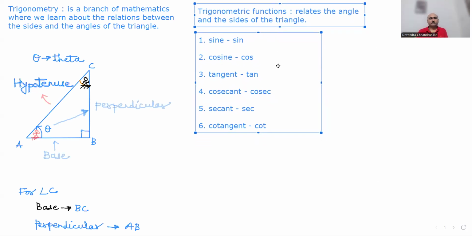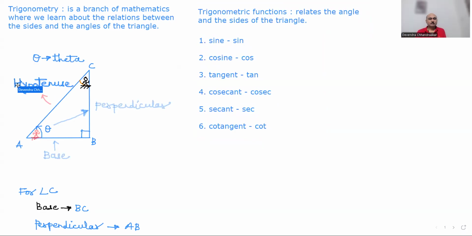So once we are aware of the functions, let's see how the relation is established. So the first function is sine. If I write sine theta, what is the relation? How does this function sine relate the angle theta with the sides of the triangle? I call perpendicular as P and base as B. So sine theta relates as P upon B. So the ratio of P upon B gives the value of sine theta.